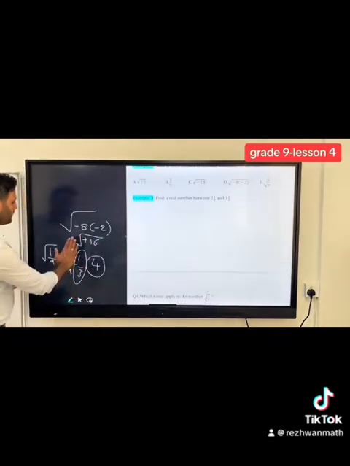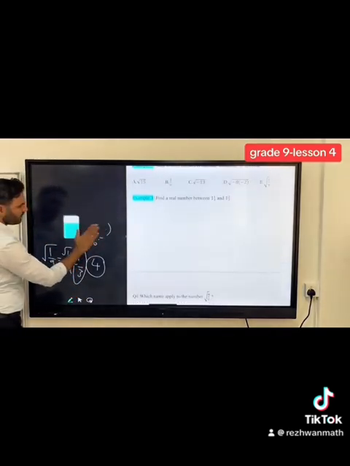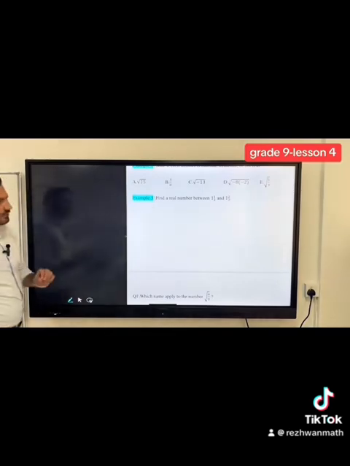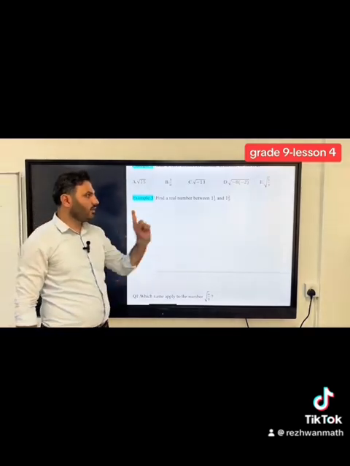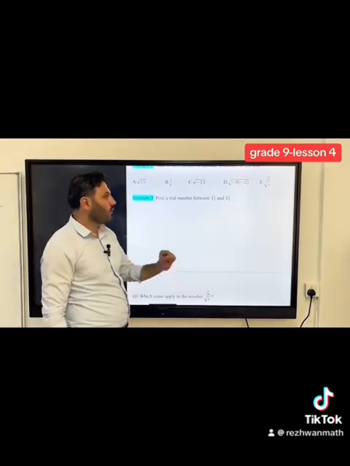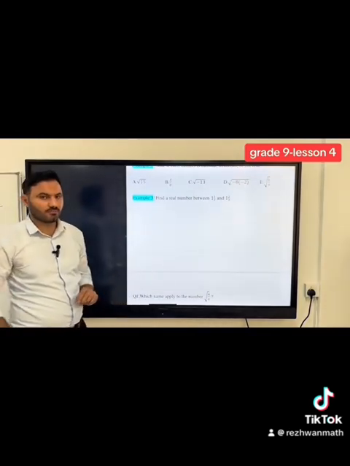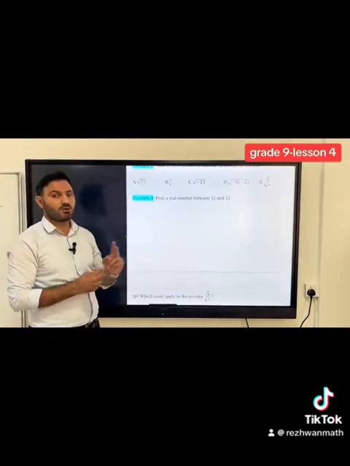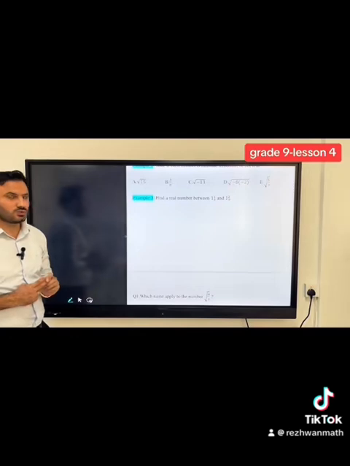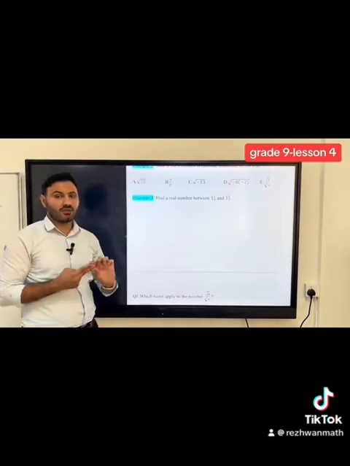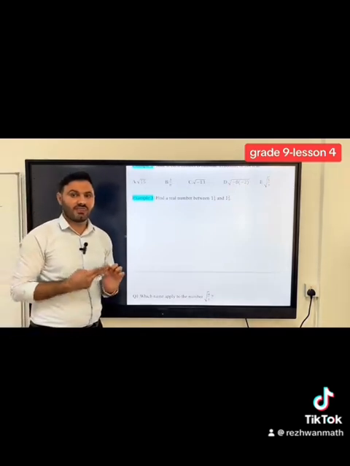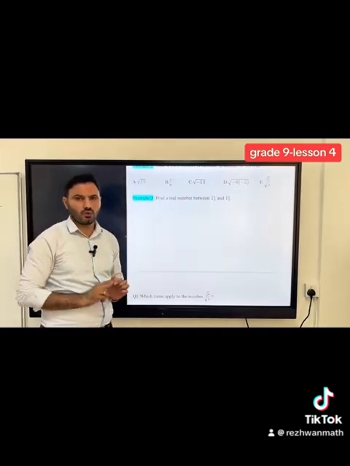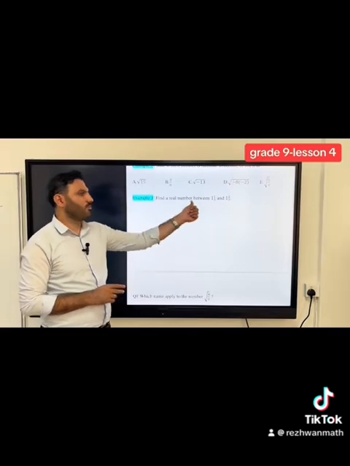Question 3. One of the most important questions is question 3. Find a real number between 1 over 3 and 2 over 3. If the question is to find a real number between two numbers, what should we do? We have to add these numbers together, then divide the result by 2. We can get the number between them.